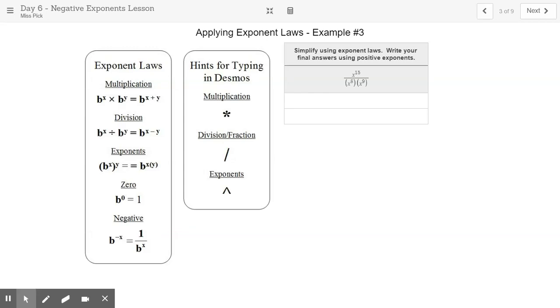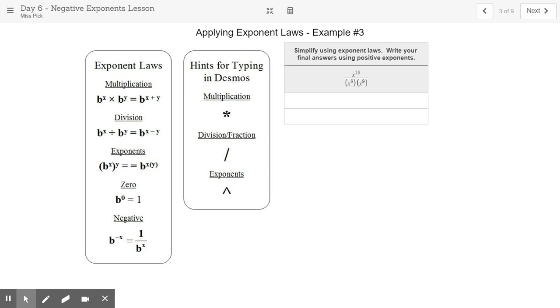We are going to do one last example of using negative exponents alongside of the other exponent laws that we've learned so far. So our last question here says, simplify using exponent laws. Write your final answers using positive exponents. And the question is x to the power of 15 divided by x to the power of 8, and then those two brackets mean times, so times x to the power of 9.